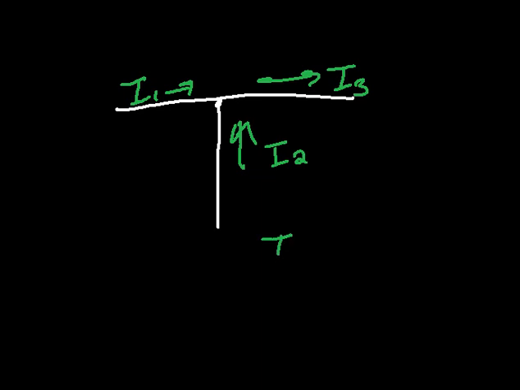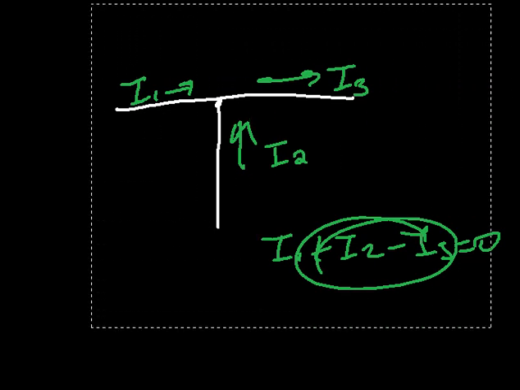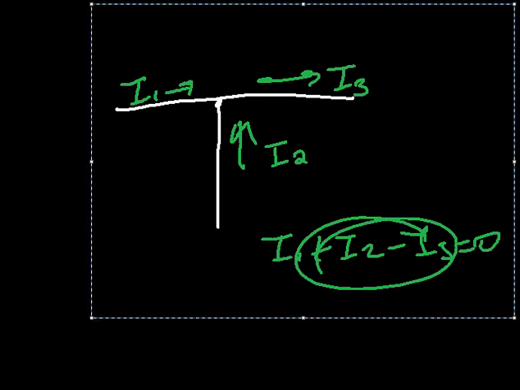And let's say we have the current I1 entering the junction, and another current, I2, entering the junction, and we have another current, I3, leaving the junction. So what is this according to Kirchhoff's current rule? This will be given as I1 plus I2 minus I3 equals zero. That is according to Kirchhoff's current rule, or the junction rule.